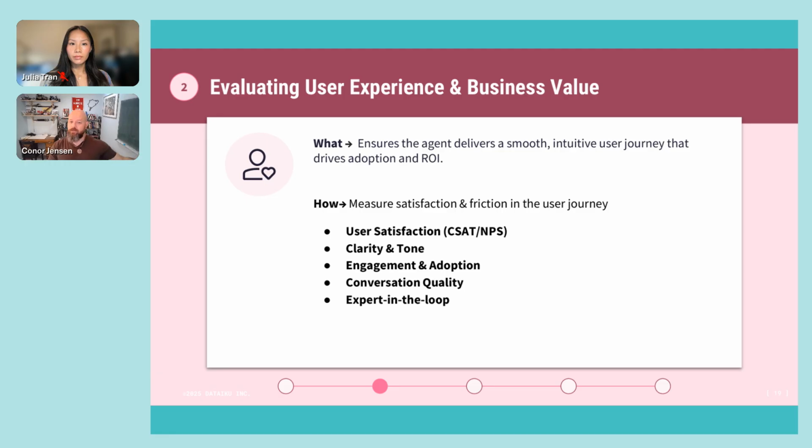What is that user journey? How are we making sure that the agent is delivering? And this extends into some of the other modeling things that we do from a data science perspective. And so how do we measure that? Again, we want to evaluate this to make sure we know that it's working.